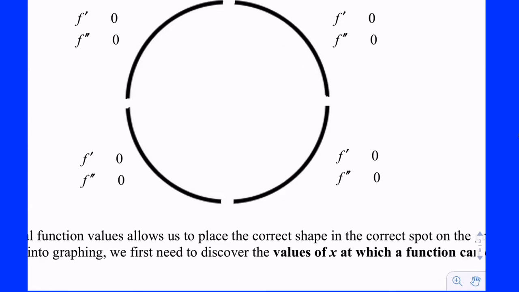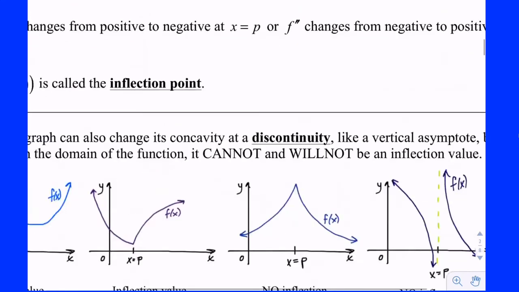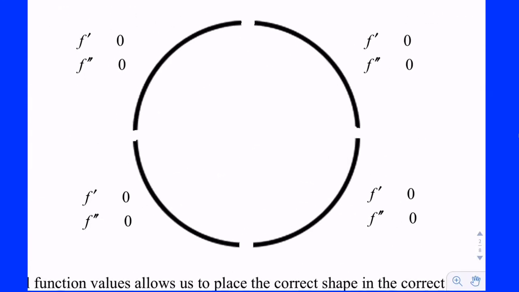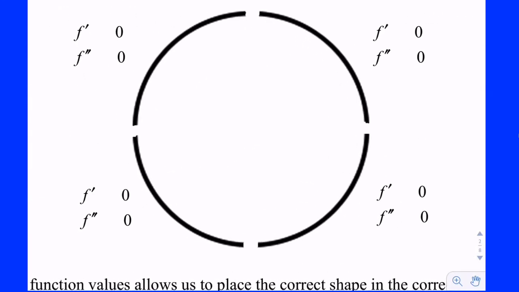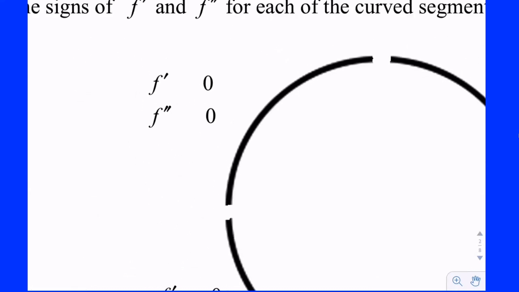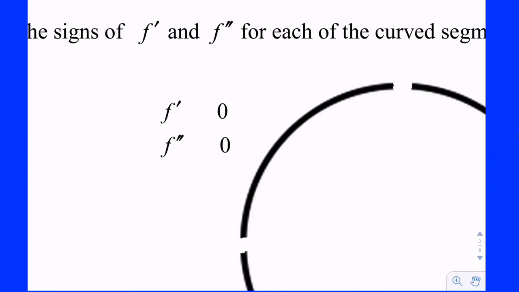Okay, let's look at this top left segment. If we read this from left to right, this would be increasing, concave what? Down. So the first derivative should be what in relation to 0? Positive. The first derivative tells you what the y values are doing. The y values are going up. The slopes are positive, so the first derivative is positive. It's concave down like a frown, so f double prime is negative.